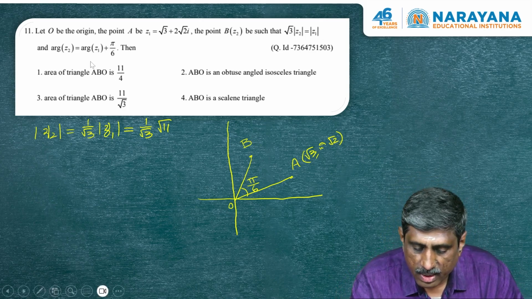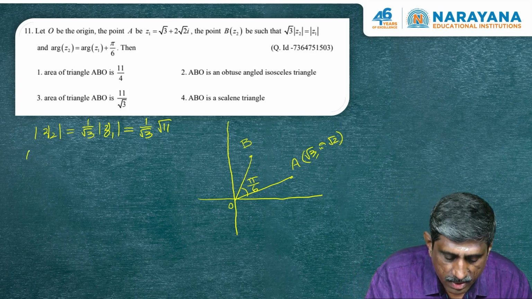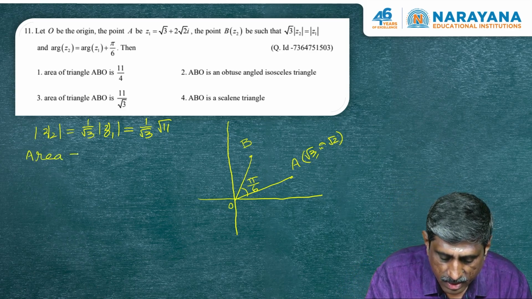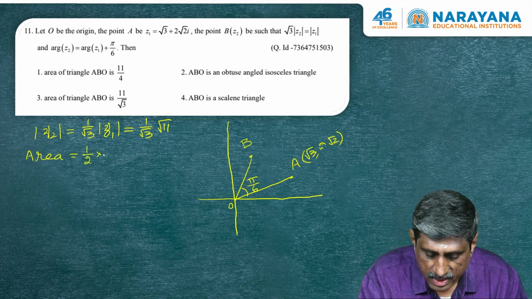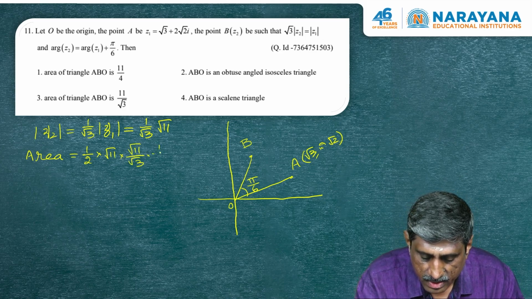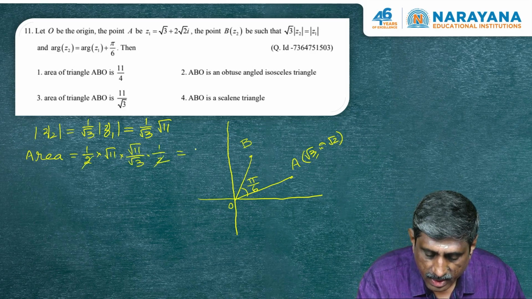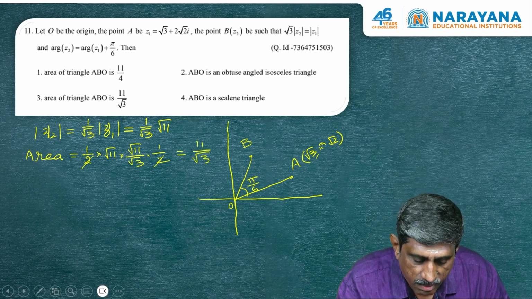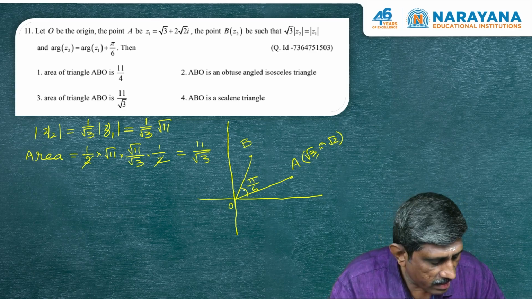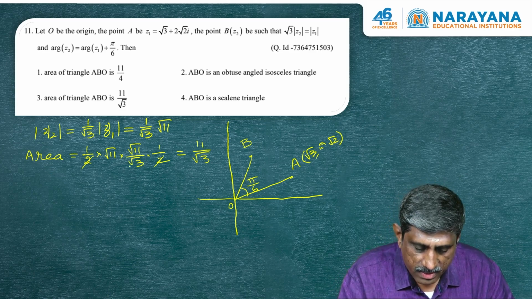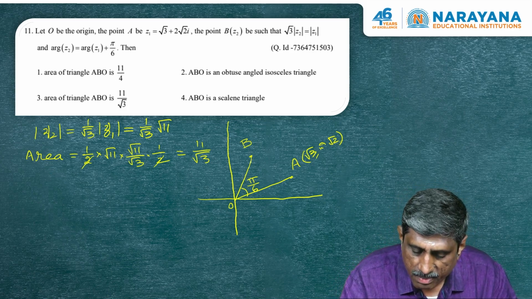So, what are the options now? When we see the area of the triangle, area of the triangle is equal to half BC sin A. It is half into OA, which is root 11, into OB, which is root 11 divided by root 3, into sin pi by 6, which is 1 by 2, and we are getting 11 by root 3. 11 by root 3 is the area of the triangle OAB.